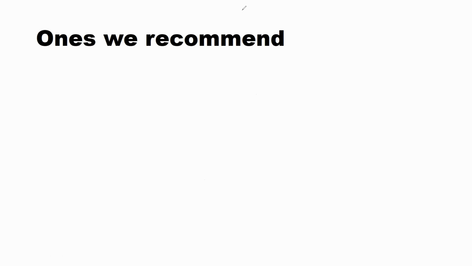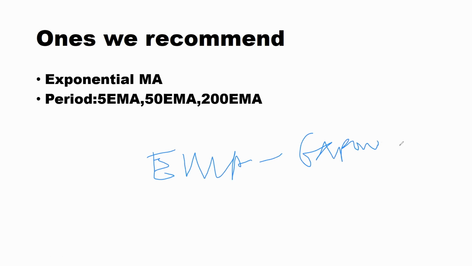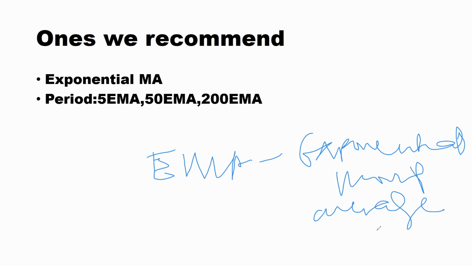Now, which are those periods that you're supposed to set even if you've chosen exponential? One of them is the 5 EMA. By EMA, I mean exponential. EMA stands for exponential moving average. Don't mind my handwriting. So EMA stands for exponential moving average.